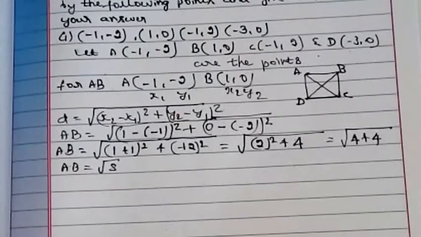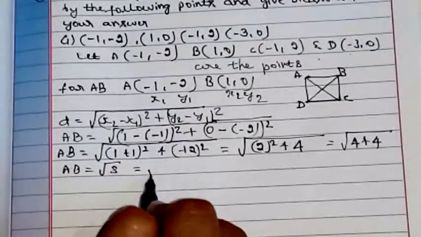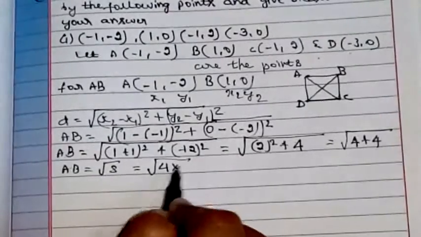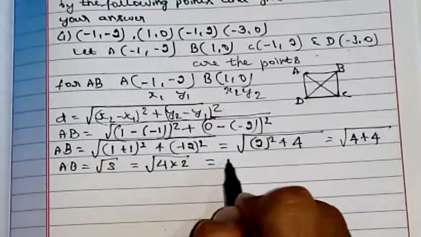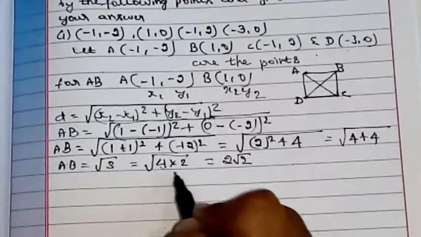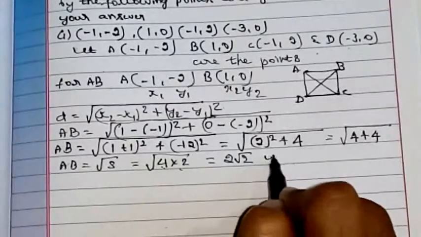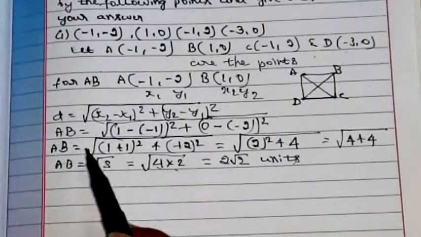Already you know that root 8 can be written in the form of root 4 into 2. Now take out the square root of 4, so the answer is 2 root 2. The square root of 4 is 2, remaining is root 2, so 2 root 2 units is the distance between AB.